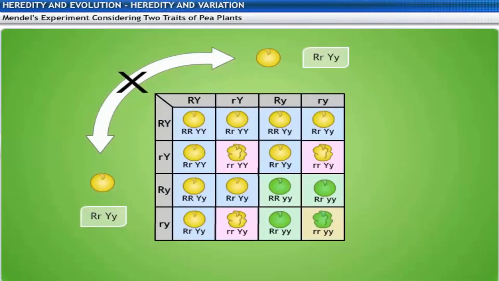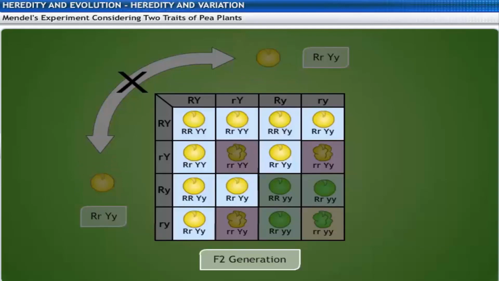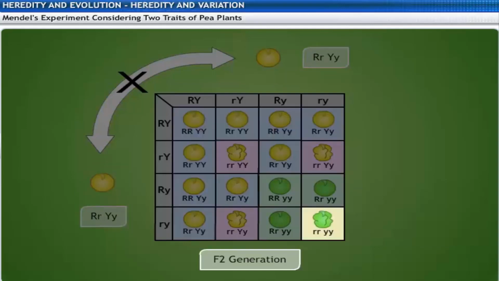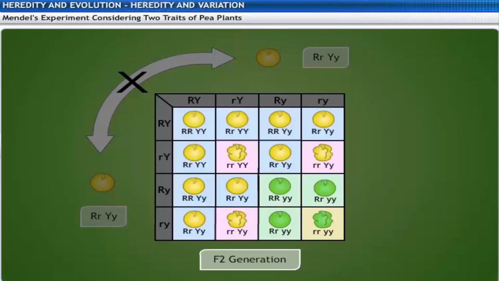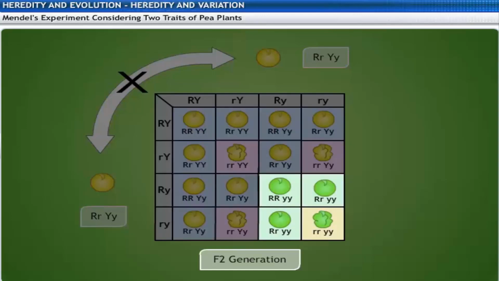Mendel found that some plants of the F2 progeny were similar to their parents and produced round yellow seeds, and some of them produced wrinkled green seeds. However, some plants of the F2 progeny even showed new combinations like round green and wrinkled yellow seeds. Therefore, it can be safely concluded that the round or wrinkled trait and the yellow or green colored traits are independently inherited.